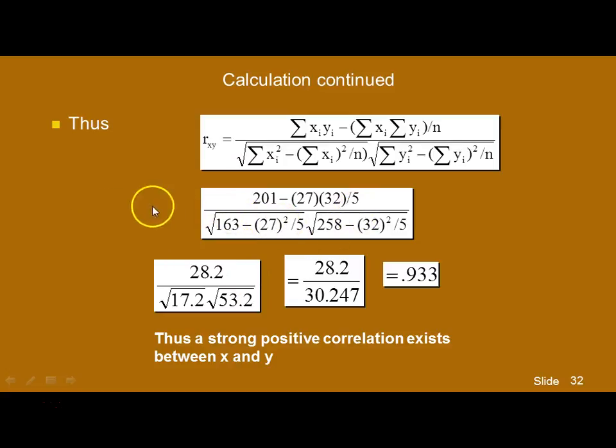And again, if you carefully go through the calculations step by step, you should come up with a correlation of 0.933. Notice that's a pretty strong positive correlation. As we saw a minute ago, the correlation coefficient only varies from -1 to +1, so 0.933 is a very high positive correlation.